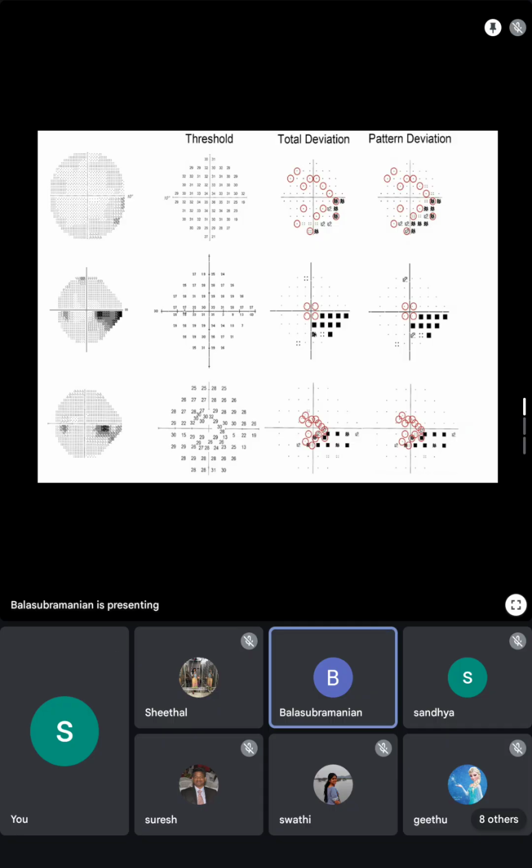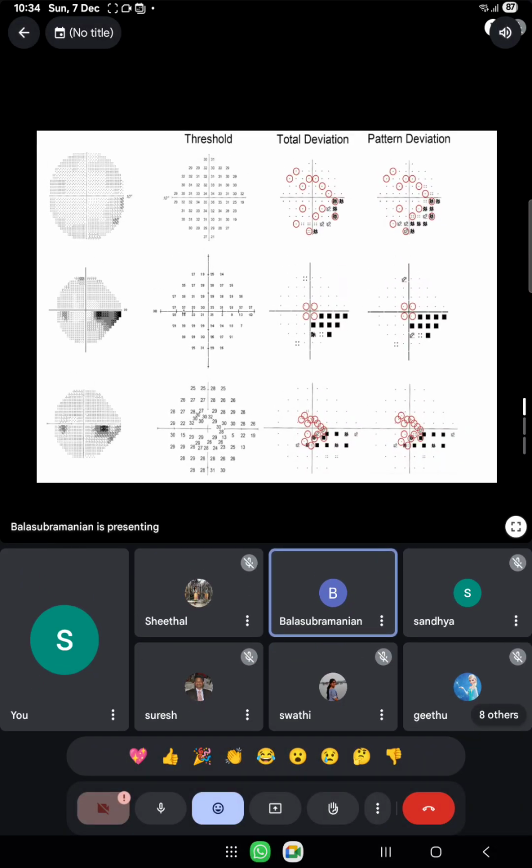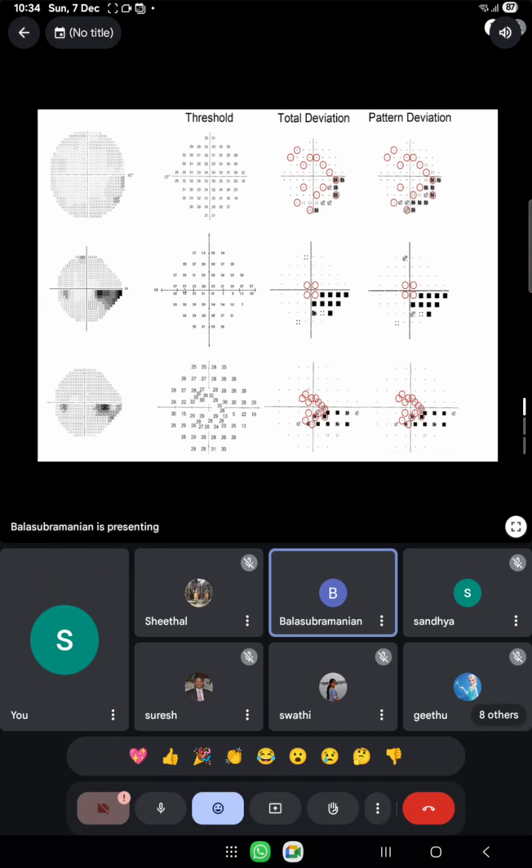Next it is 24-2. You can see that gap on one side. On the right side, you have some extra two points; on the left side, it's not there. So you have to identify that it's a 24-2. Bottom, it is 24-2C. The difference is that extra points are added in the center 10 degrees.